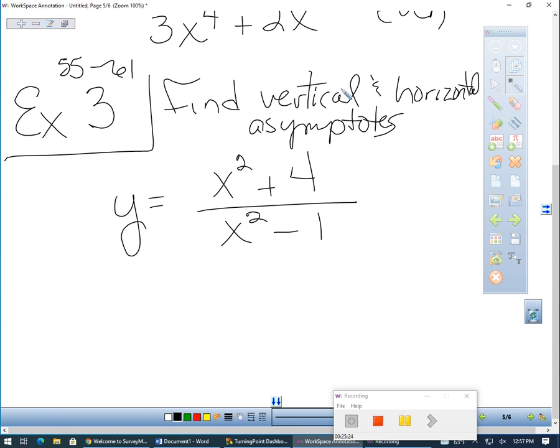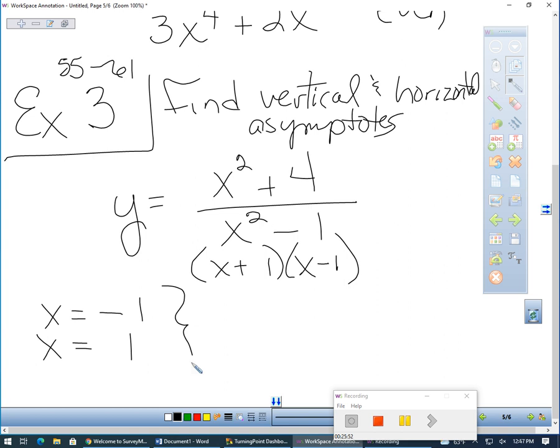Very good. It's the difference of squares. So this is x plus 1 and x minus 1. So I have vertical asymptotes at x equals negative 1 and x equals positive 1. These are our vertical asymptotes, right? It's whatever makes the denominator 0. Do we need to clarify vertical asymptotes at all? We're good. All right, awesome.